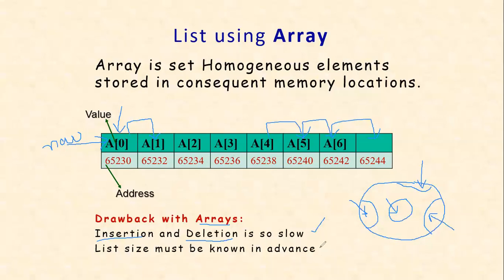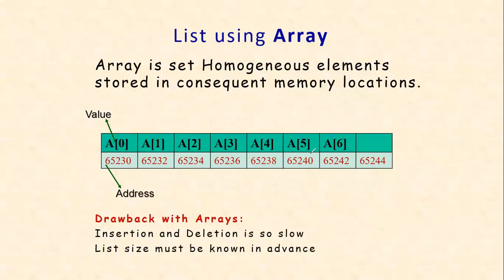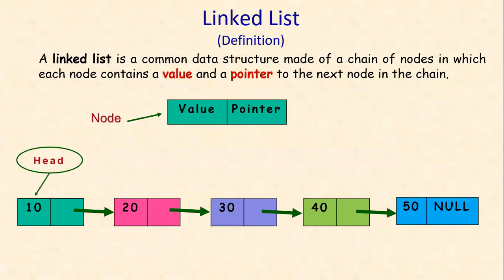That is why an array is not feasible to process a list when you are unaware of the size of the list. Right, now what is an alternative? Let us see the alternative: linked list. A linked list is an alternative for this.